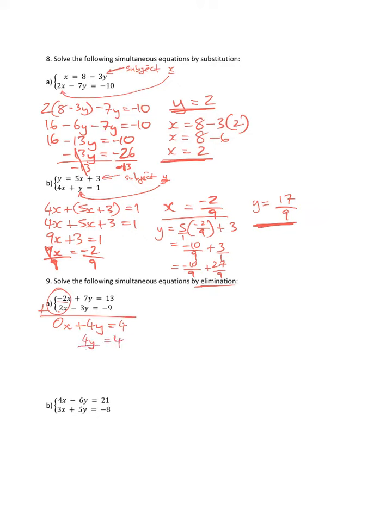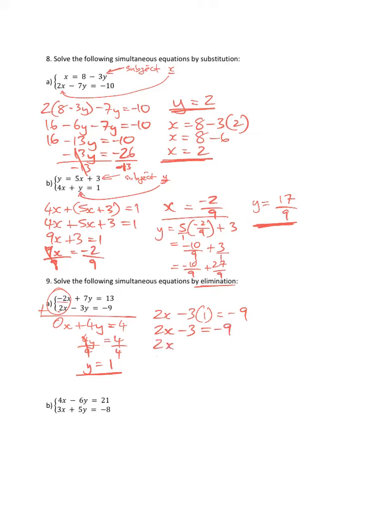Now I can solve. The opposite of timesing by 4 is dividing by 4. y is going to be 4 on 4, 1. That's not the solution though, because I only know what y is. Put it into any of the equations above. Let's do the second one, because I don't like negative numbers. 2x take 3 lots of y, which I said was 1, is equal to negative 9. 2x, negative 3 times 1 is negative 3, is equal to negative 9.